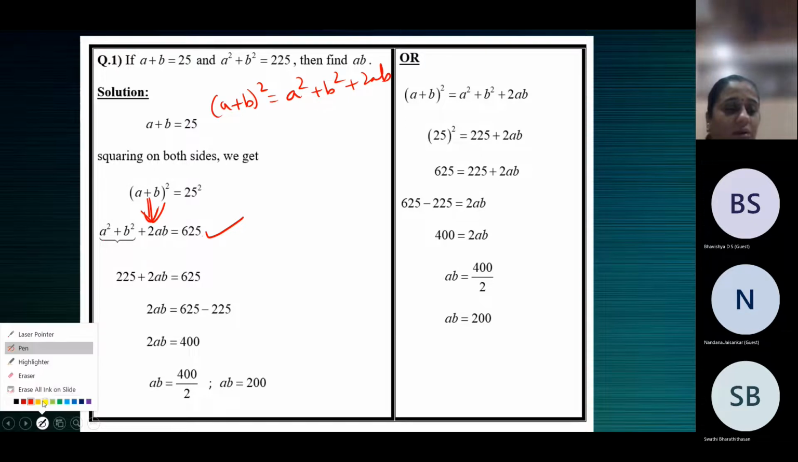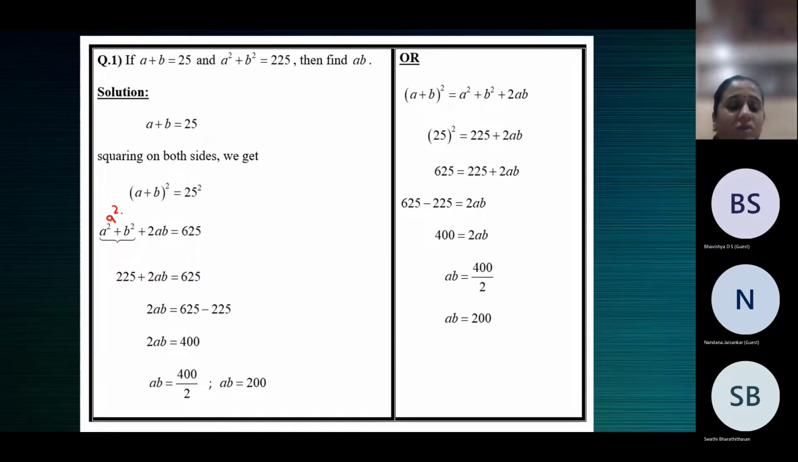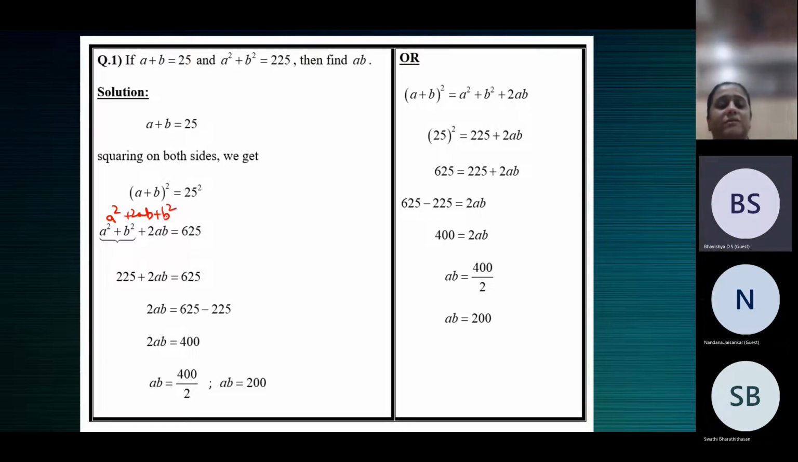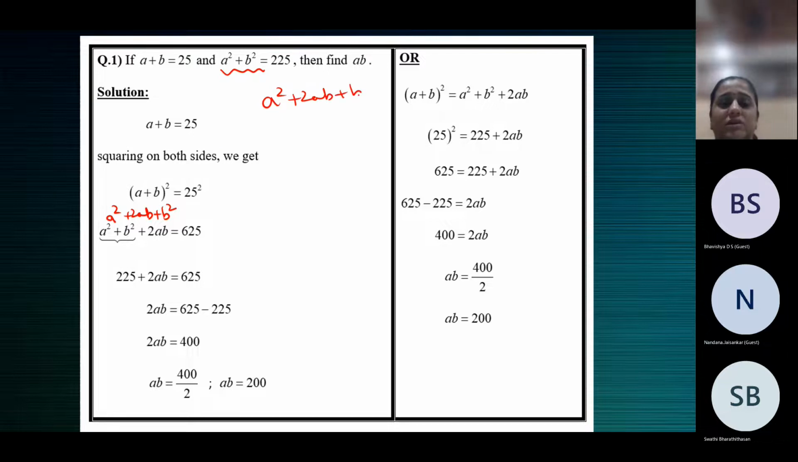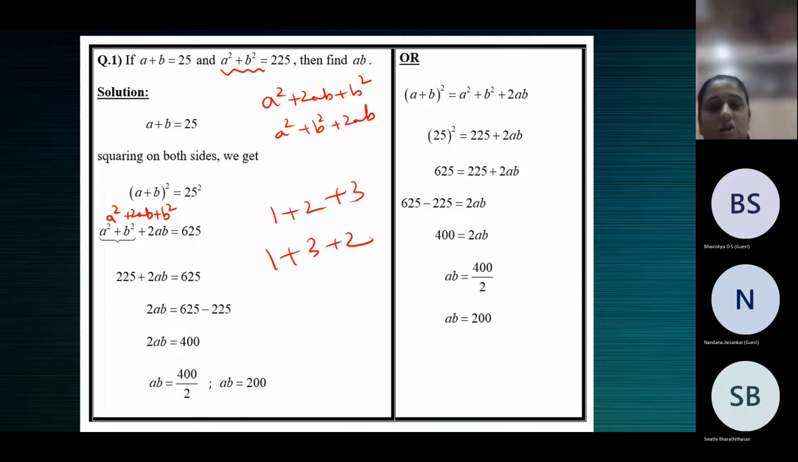I don't know if this is your question: why you're not writing a square plus 2ab plus b square. Is that your question? Yes, ma'am. You can write that, but since we know the value of a square plus b square, we are writing it together. A square plus 2ab plus b square is the same as a square plus b square plus 2ab. We're just rearranging the terms, like 1 plus 2 plus 3 is the same as 1 plus 3 plus 2. So you can change the order. And we write in this order because we know the value of a square plus b square.